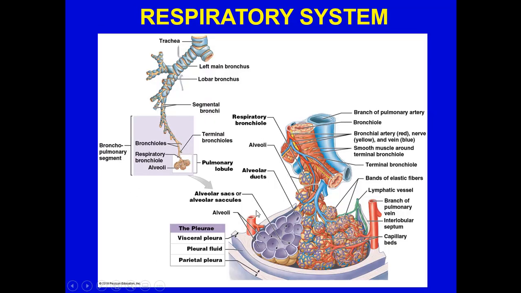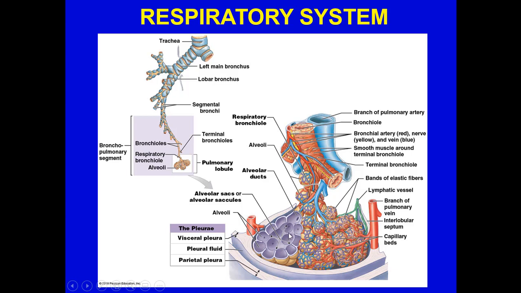Here we take a look at what is the final end here. This is the bronchopulmonary segment here. You have the bronchioles, and then you have the respiratory bronchiole and the alveoli. Now, as you force air all the way down in here, you're going to come to a point where breathing doesn't as much take place. Instead, what it is really is diffusion. This occurs at the respiratory bronchiole and in the alveoli.